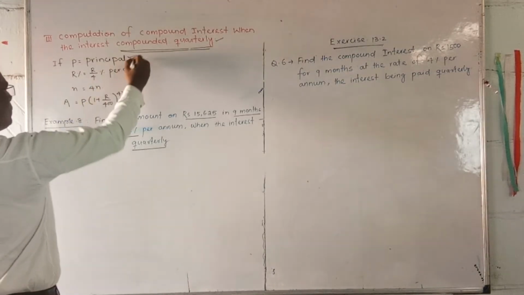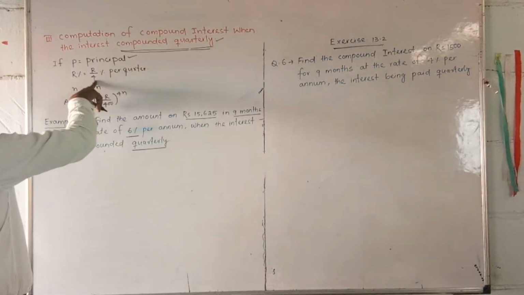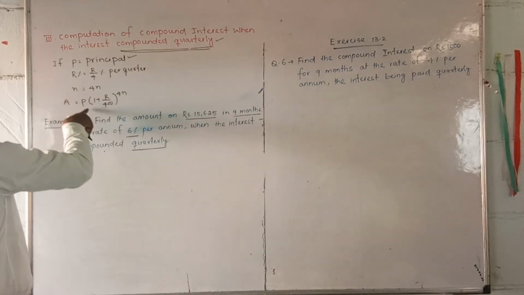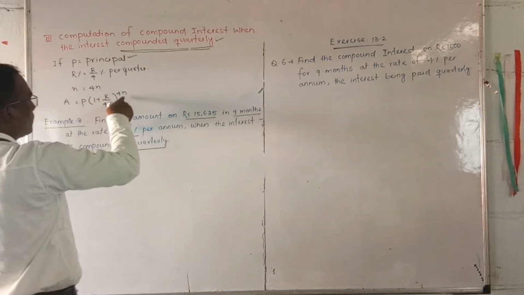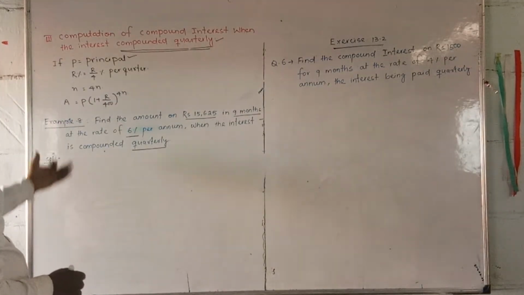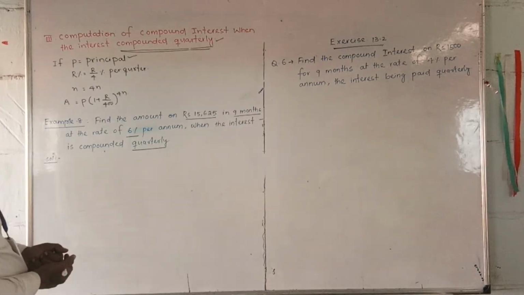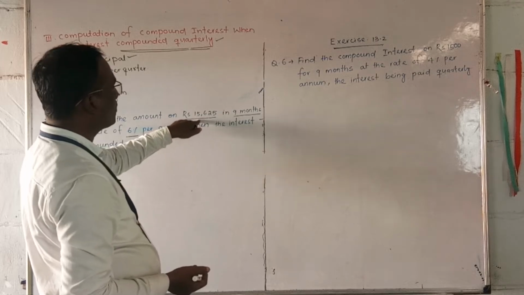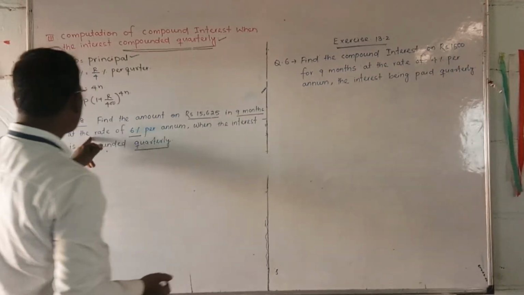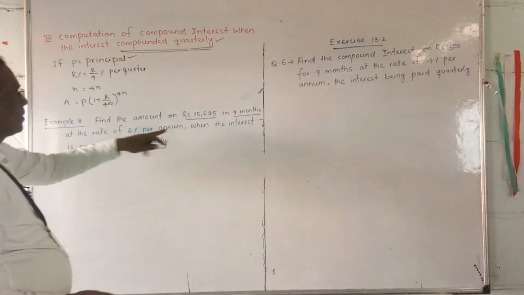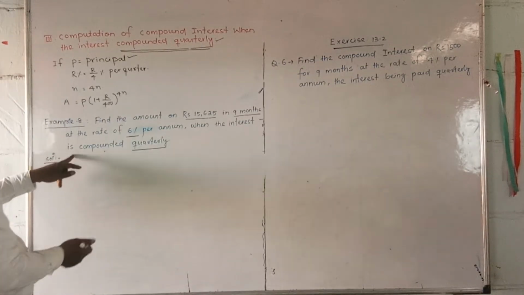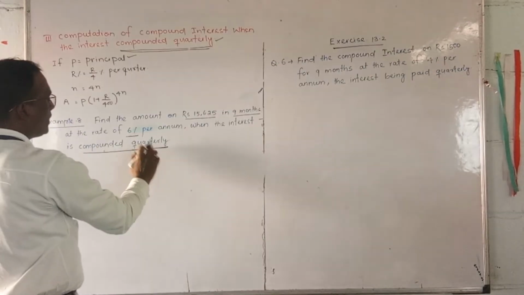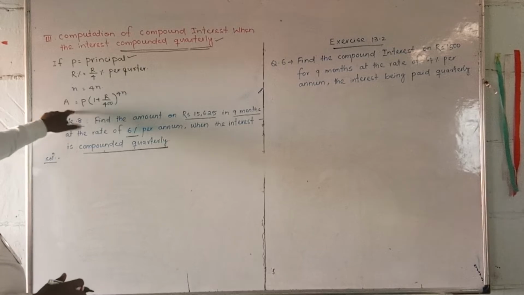So principal P we already know, for rate r for quarterly it is divided by 4, and for n you write 4n. And amount, how to find out: P into (1 plus r by 400) to the power 4n. Look here students, one question is given: find the amount on 15,625, this is the principal, in 9 months, at the rate of 16%, this is the rate of interest, when the interest is compounded quarterly. This is very important, so already I have given the heading: if compounded quarterly is given, you have to use this amount formula.